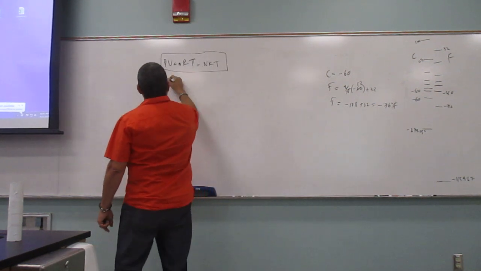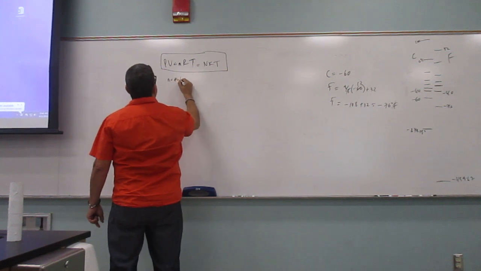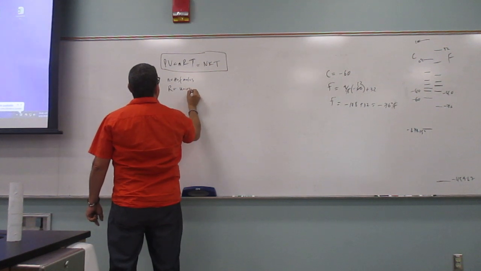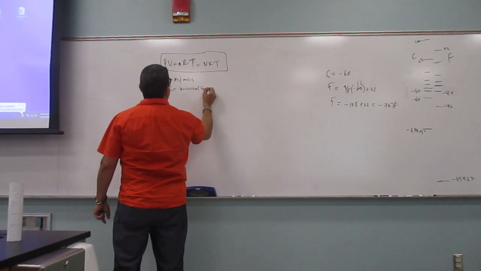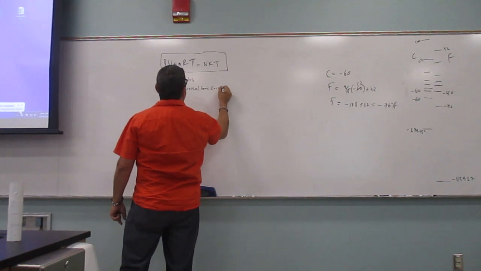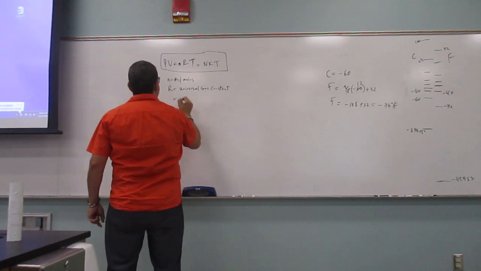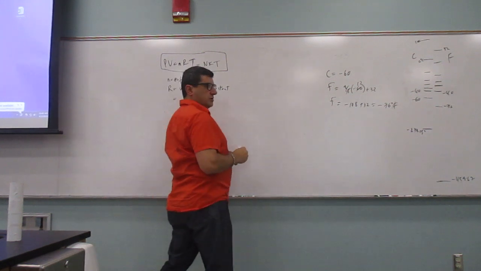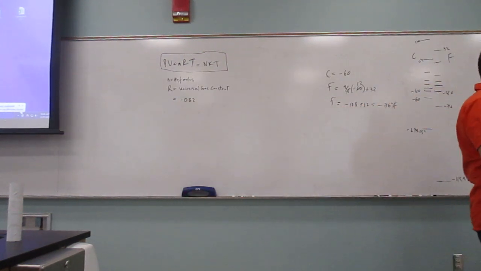So n would be the number of moles. R would be the universal gas constant. Okay, and then the universal gas constant is 0.02. Let's see here. So we can get the right numbers.